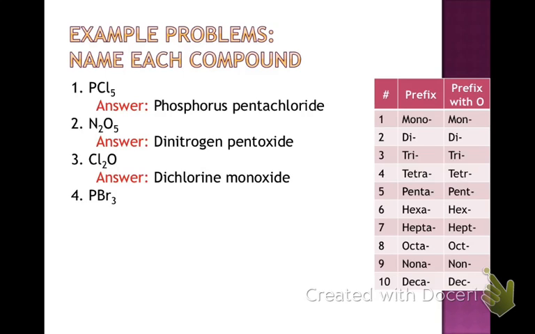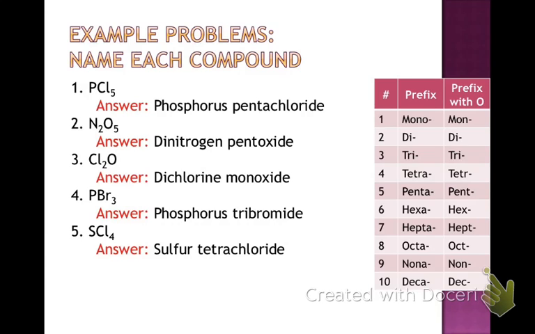We have PBr3 now. Go ahead and pause. Here we have phosphorus tribromide. And our last example here is SCl4. This is sulfur tetrachloride. Okay, oops, second to last example, sorry, number 6 is BrF. Alright, did you remember to not have the prefix in front of bromine because there's only one bromine? There's only one fluorine, but we always keep the prefix for the second element.